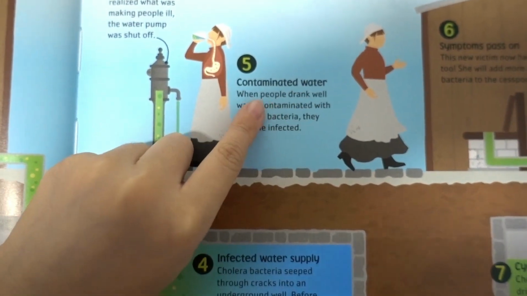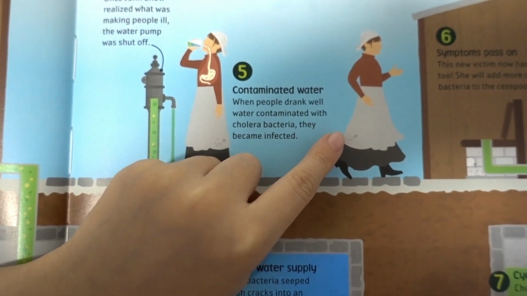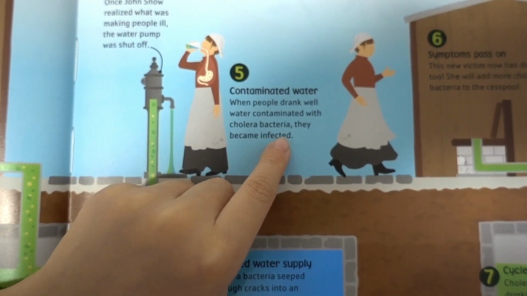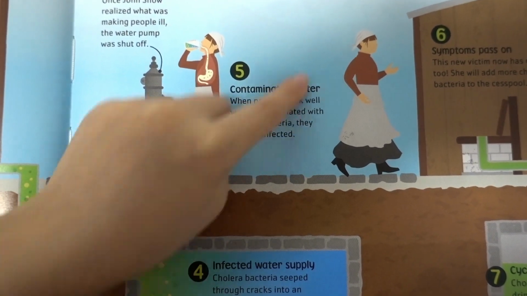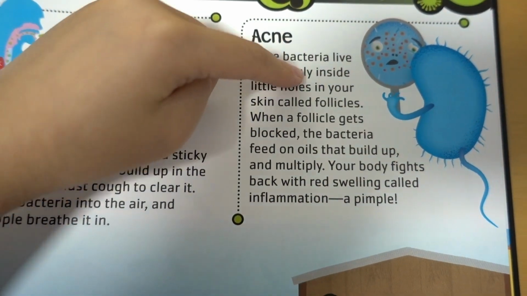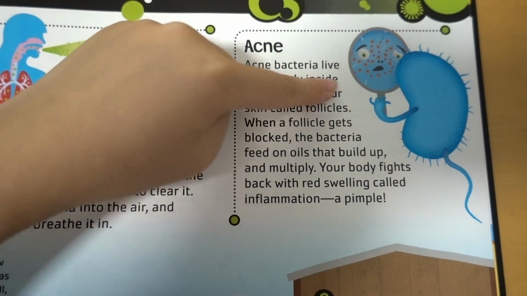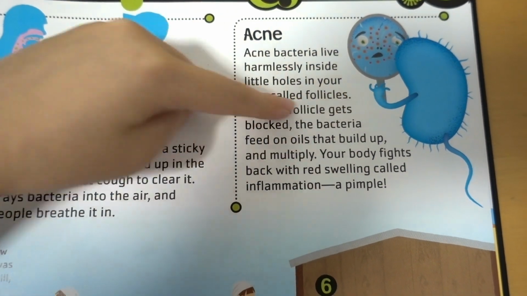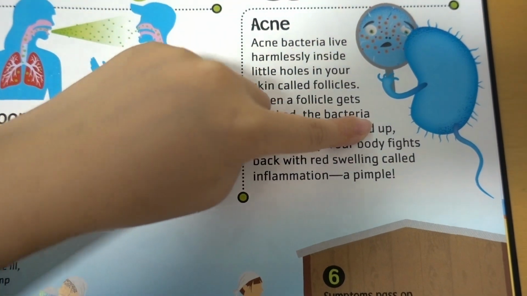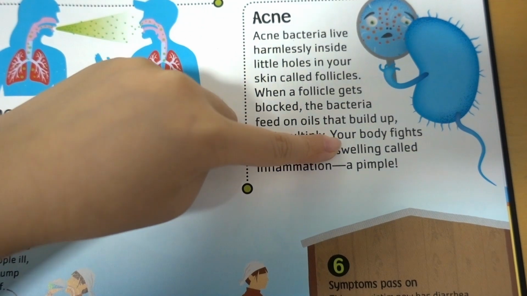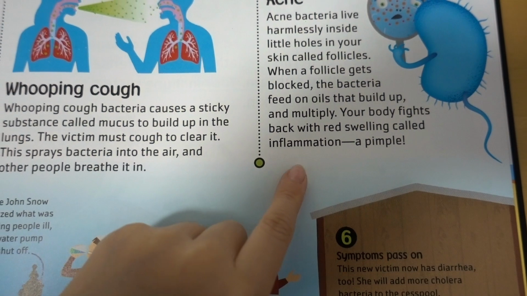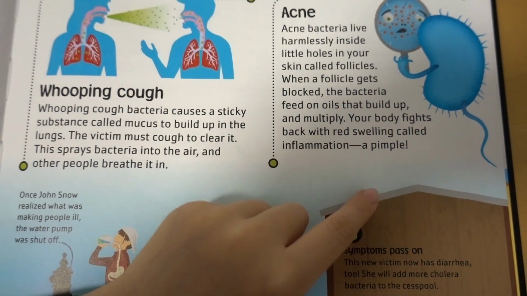Contaminated water. When people drank well water contaminated with cholera bacteria, they became infected. Acne. Acne bacteria live harmlessly inside little holes in your skin called follicles. When a follicle gets blocked, the bacteria feed on oils that build up and multiply. Your body fights back with red swelling called inflammation, a pimple.